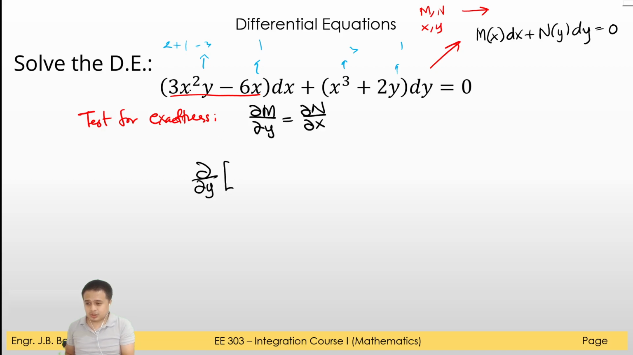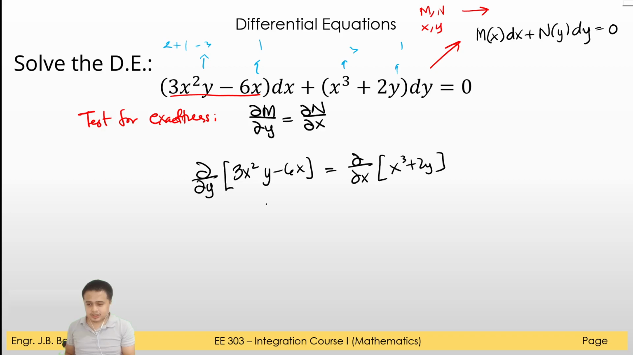So this will be just a constant, a coefficient. 3x squared will be a coefficient since again we are finding the partial derivative. And then this will be 0. Sorry, I will write this down first. And then equals the partial derivative with respect to x of x cubed plus 2y.